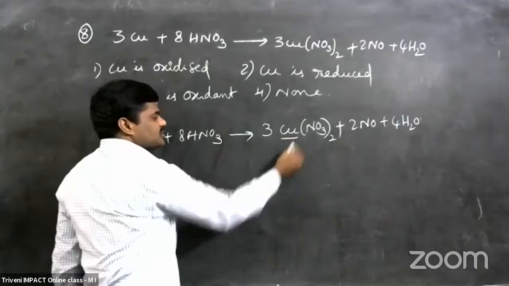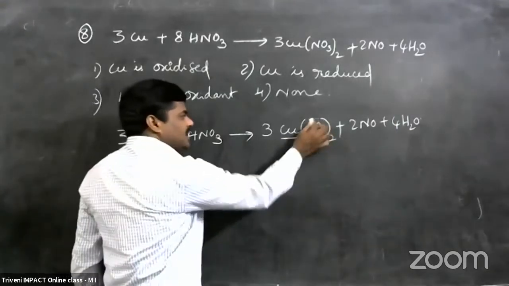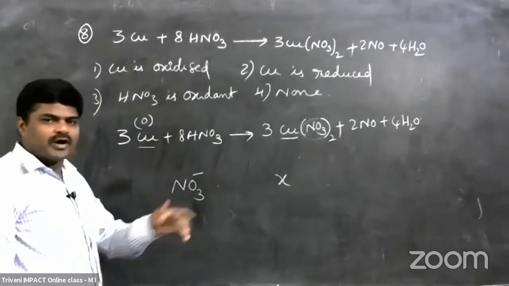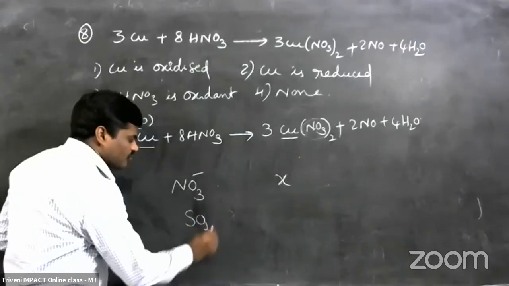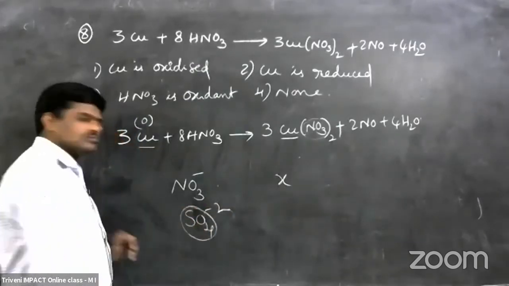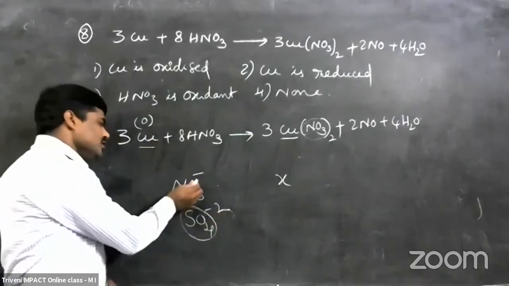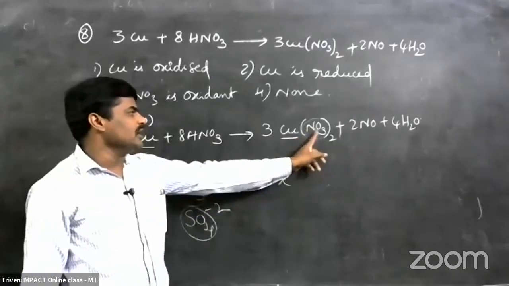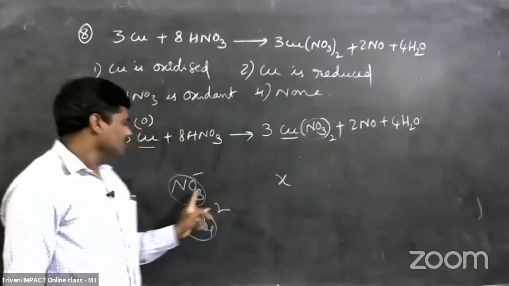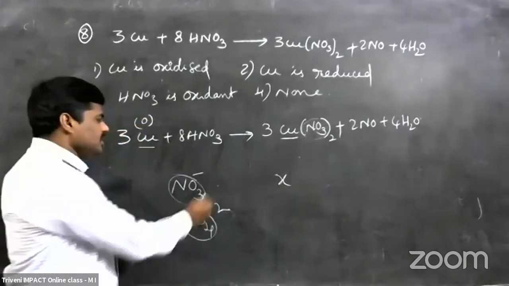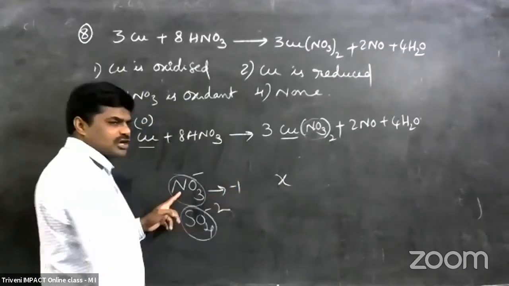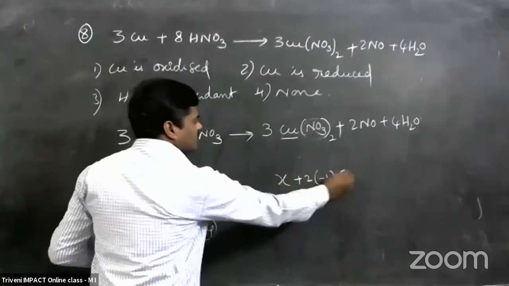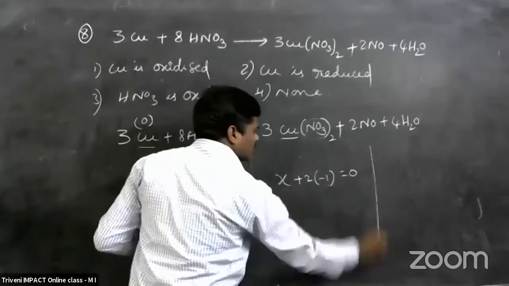So let the Cu oxidation state be X. It is nitrate ion, NO3 minus. Remember some points. Sulfate ion, SO4 is minus 2. If SO4 is there, the oxidation number is minus 2. If NO3 is there, the oxidation number is minus 1. So how many NO3 are there here? 2 NO3 ions. Each NO3 oxidation state is minus 1. So X plus 2 into minus 1 is equal to 0. In rough, you do that one now.